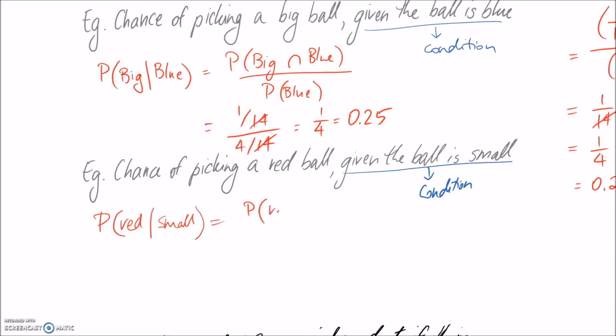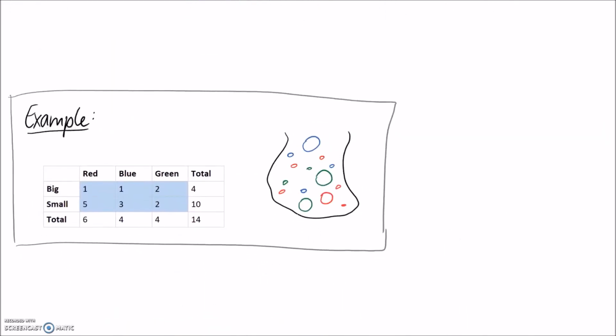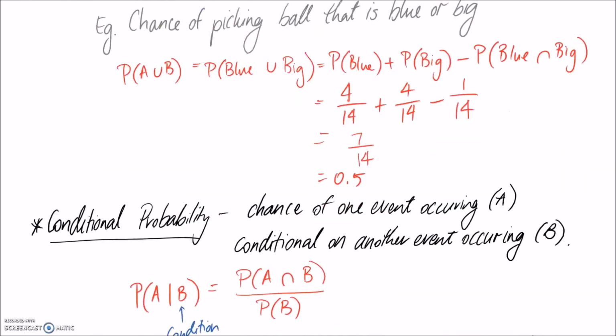And we can write it out as being the intersection of red and small divided by the probability of it being small. So we need to go back and look up these 2 events, red and small and just small on its own. So back up here. So the probability of being red and small is the intersection here of 5, and that's out of the total of 14. So that's going to be our numerator. And then the denominator was the probability of it being small. So that will be looking at the marginal probability of small, which is going to be 10 divided by 14. Alright, 5 and 10. So coming back down.